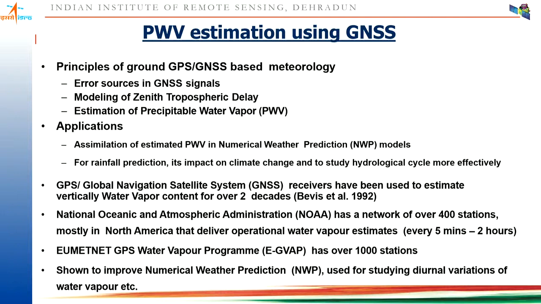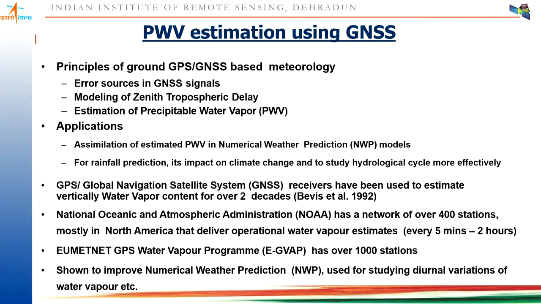We can correct errors like receiver clock errors and satellite clock errors. Then we model the zenith tropospheric delay, since we know these types of errors, and we estimate the ZTD, and from that we estimate the precipitable water vapor. As applications, we use this information in the assimilation of estimated PWV in numerical weather prediction models for rainfall prediction, its impact on climate change, and to study the hydrological cycle more effectively.